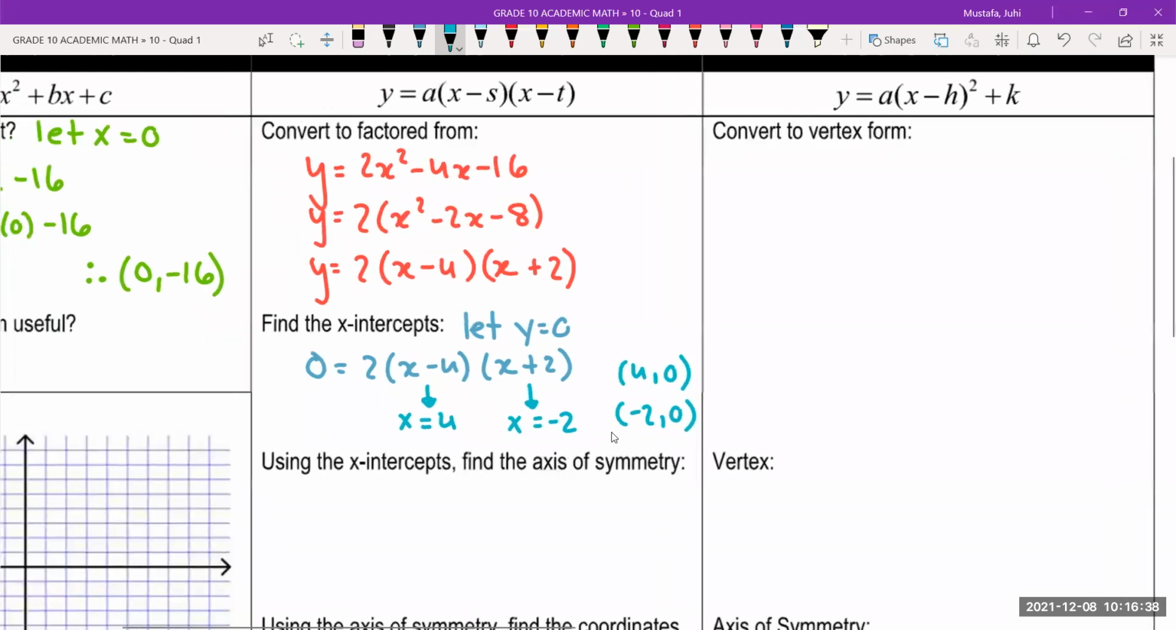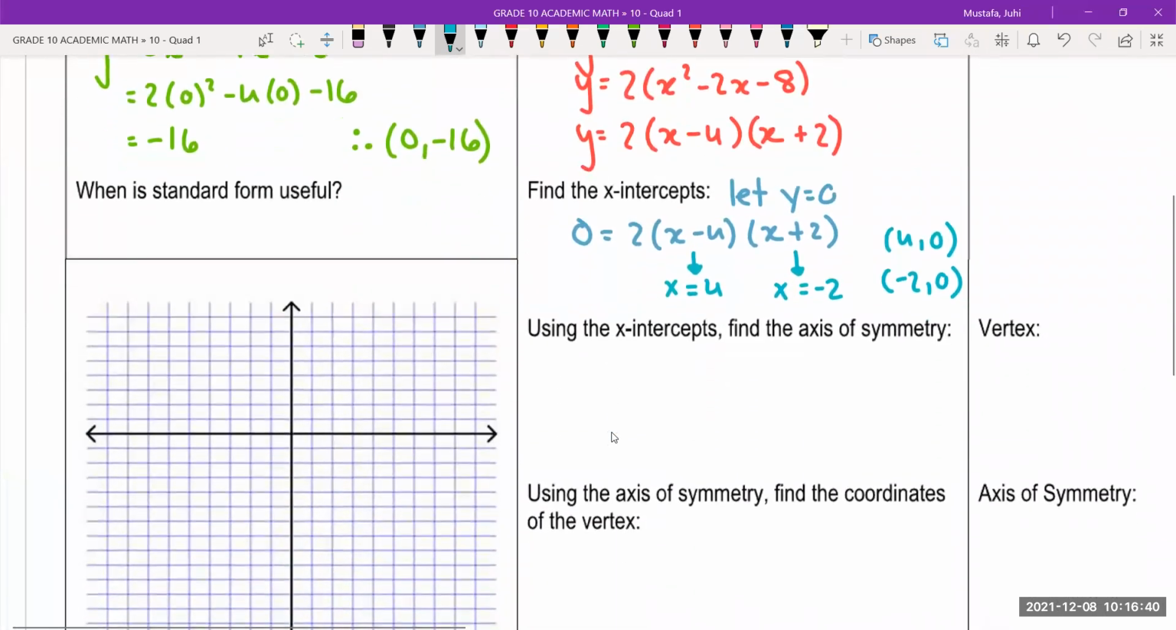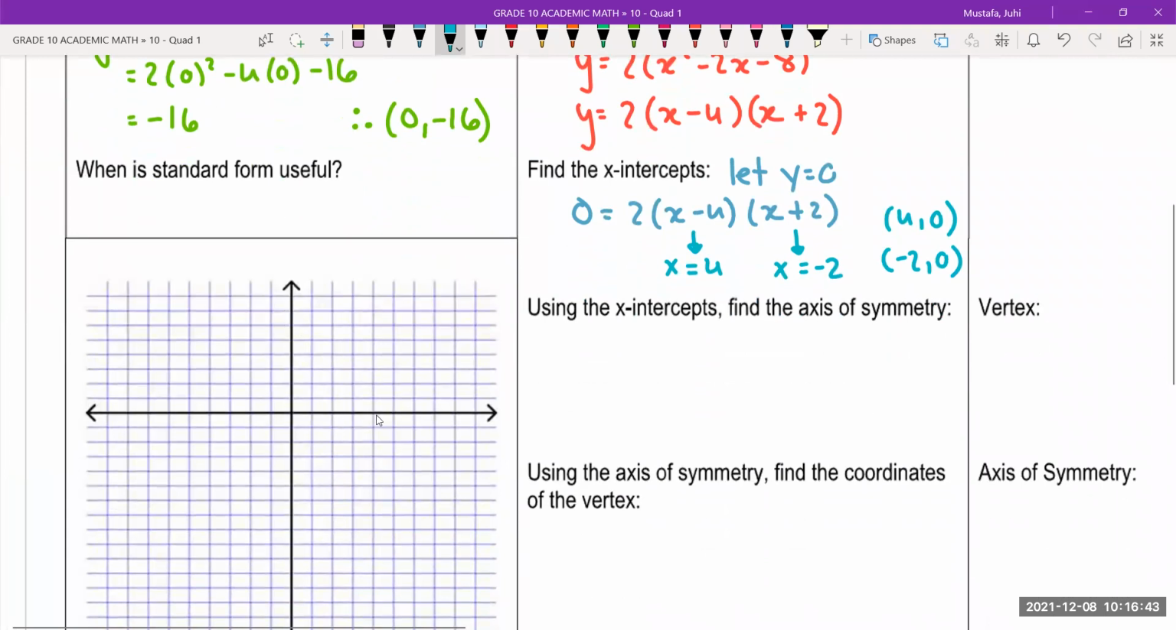And because we're graphing as we're going, I'm also going to just put these points in. So 1, 2, 3, 4, 0 is right there. And then -2, 0 is right there. Krishna?